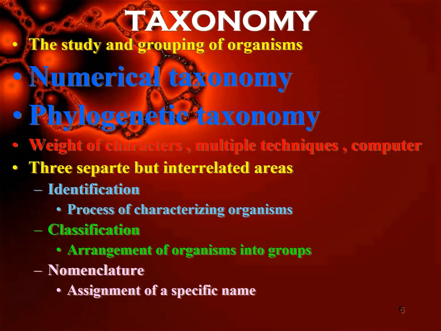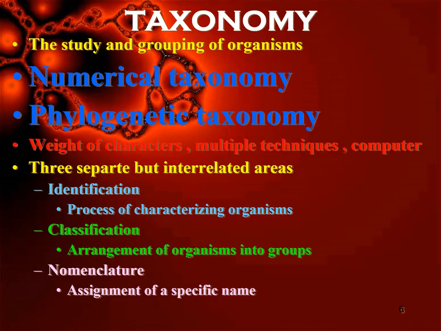Taxonomy is the study and the grouping of organisms. There are 2 taxonomic models used for the taxonomy or classification of microorganisms, and especially bacteria: either a numerical taxonomy or a phylogenetic taxonomy. The differences between these 2 systems are according to weight of character, multiple techniques, and use of computer.